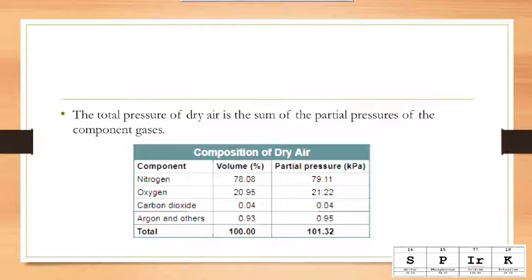If we look at the volume percent of air, you see that we have nitrogen, oxygen, carbon dioxide, and then argon and other gases. And they add up to 100%. And then if we look at the partial pressure, this is the pressure that each gas exerts by itself. So nitrogen has a partial pressure of 79.11. Oxygen has a partial pressure of 21.22. Carbon dioxide 0.04, and argon and the others 0.95. And they add up for a total of 101.32 kilopascals, which we know is our standard pressure.